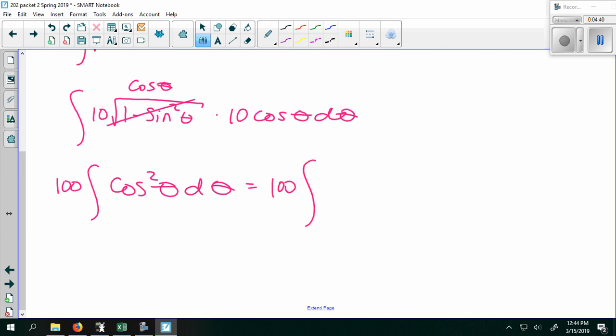I'm going to rewrite cosine squared theta using a trig identity. So it turns out that cosine squared theta is equivalent to 1/2 plus 1/2 cosine 2 theta. So that's just a trig identity that I looked up, right? I said, oh, I think there's a trig identity for cosine squared. So I just Googled it and I found 1/2 plus 1/2 cosine 2 theta and said, oh, that might be helpful because now there's no squared. I can take an antiderivative of cosine, no problem.